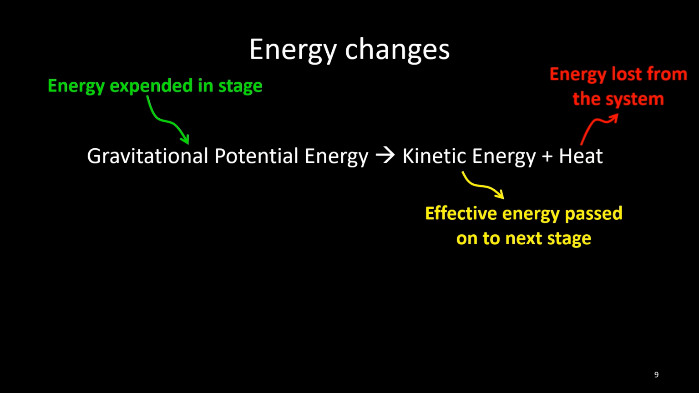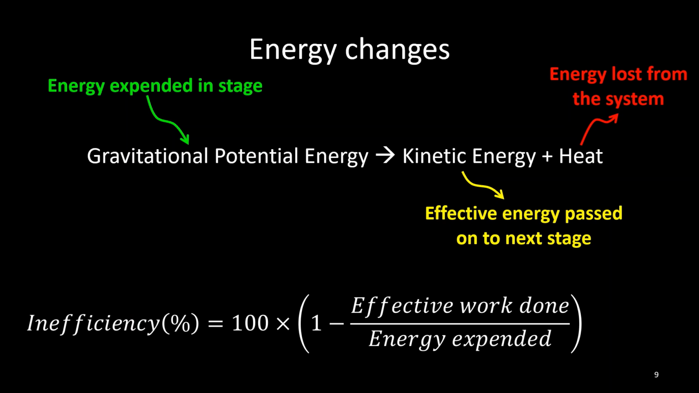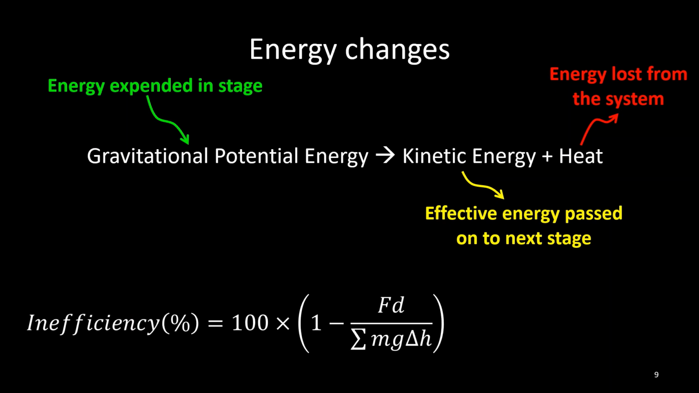So taking our definition of inefficiency from before, it's 100 times 1 minus the effective work done divided by the energy expended. The effective work done is just the force multiplied by the distance to actually complete the task of pushing the delete button. And the energy expended will be the sum of all of the gravitational potential energies. So we can express the inefficiency as this.